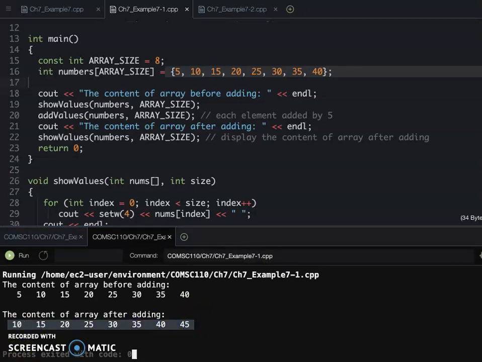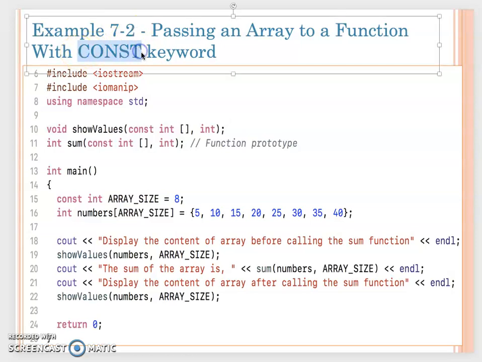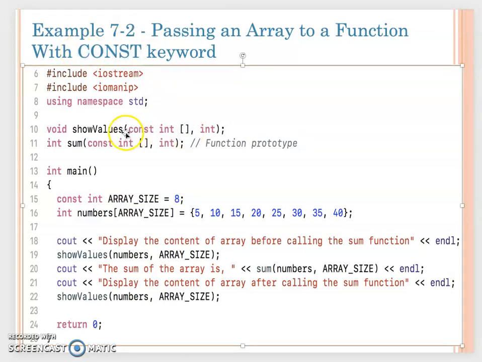So we need to be very careful. When we pass the array, we pass by reference. But sometimes, if our purpose in passing the array is not intended to change the content, that's why in example 7.2, we add the const keyword. So for example, when we do show value, when I want to display the array, actually I don't intend to change its values. So I add a constant reference.